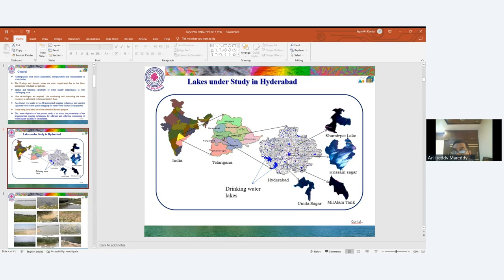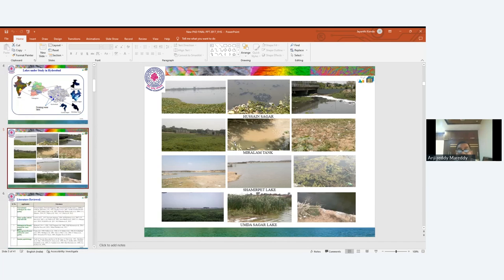In this project, because of the pollution problems around these lakes, we took the very complicated lakes in Hyderabad city for our study. Now you can see how the Hussain Sagar Lake waters appear. These are ground based photographs, showing how the water of Hussain Sagar Lake appears, Miralam tank water, Shamirpet Lake water, and the Umda Sagar Lake.